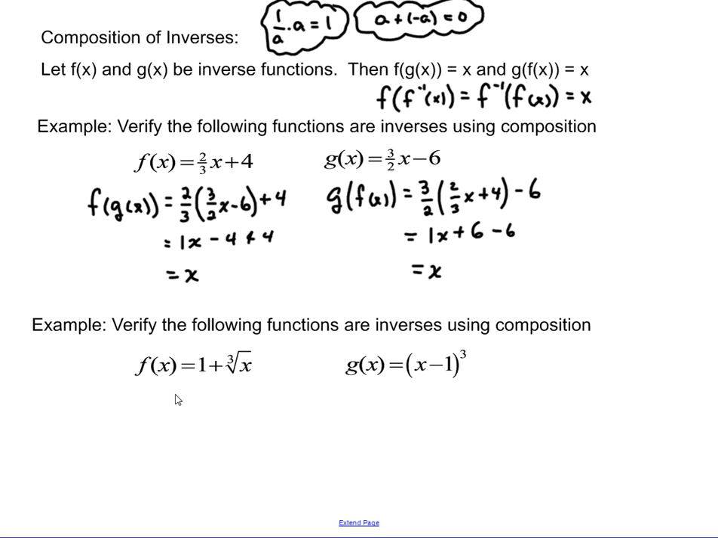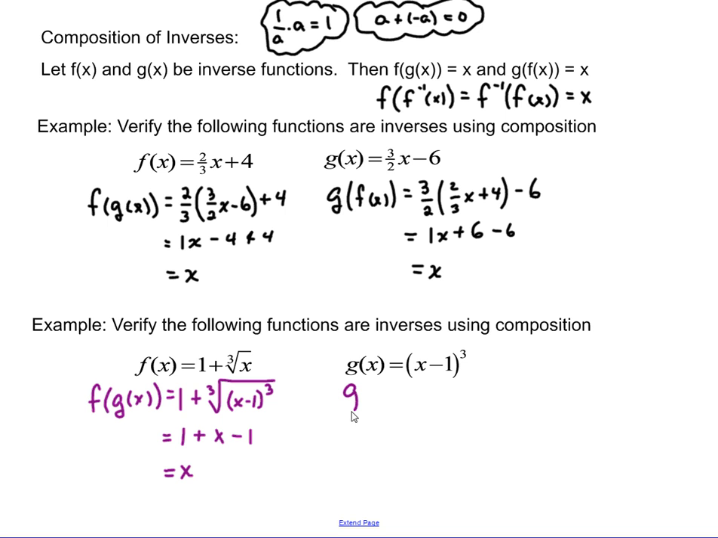This time, let's take our functions f of x equals 1 plus the cube root of x, and g of x equals x minus 1 cubed. Are these inverses? Well, to check it out, let's try our composition f of g of x and see what happens. So making my substitution into f of x, I'm going to have 1 plus the cube root of, instead of x, g of x, which is the quantity x minus 1 cubed. Well, the cube and the cube root, those two things undo each other. And so we end up with 1 plus cube root of quantity x minus 1. And of course, those ones cancel out. By subtraction, we're left with f of g of x is equal to x.